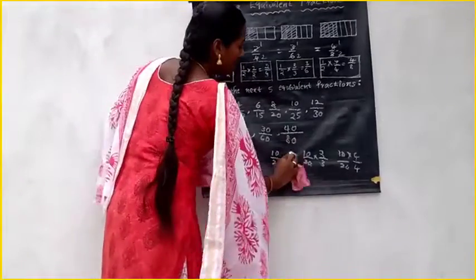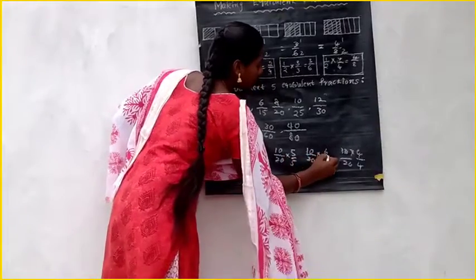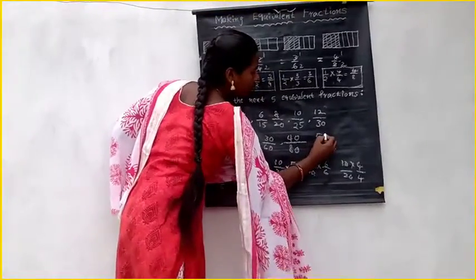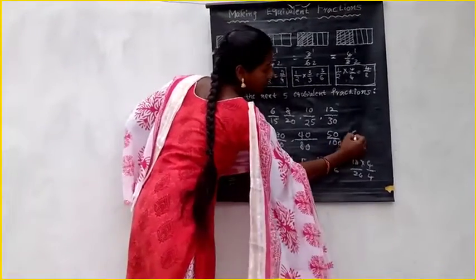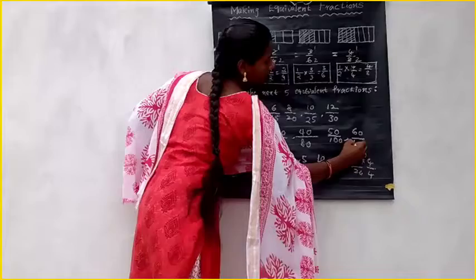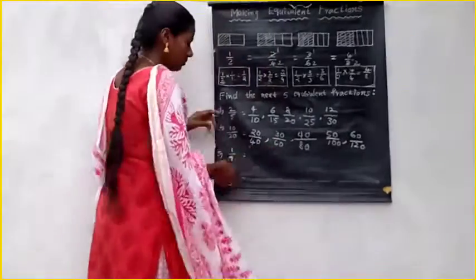Next, we should multiply these fractions with 5 by 5, 6 by 6. Means 10 5s are 50, 20 5s are 100. Next, 10 6s are 60, 20 6s are 120. So these are the equivalent fractions of 10 by 20.